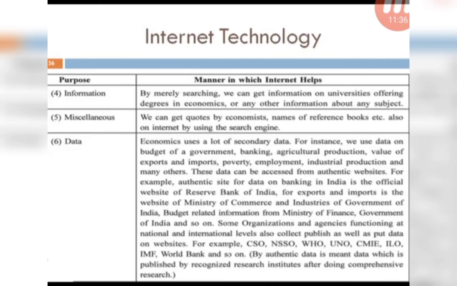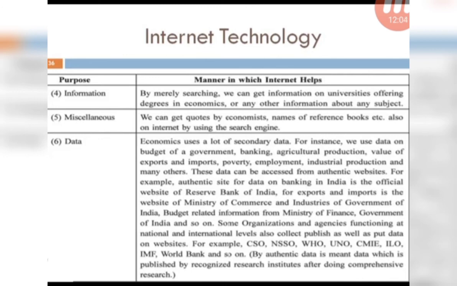Now the last topic, that is data. This is the important one because it includes various full forms. In that you can see the first thing: economics uses a lot of secondary data. For instance, we use data on the government budget, banking, agriculture, production. Students, these are all data, that is information. Be careful. Firstly the budget, second banking, agriculture, production, value of exports and imports, poverty-related data, employment, industrial production and many others.